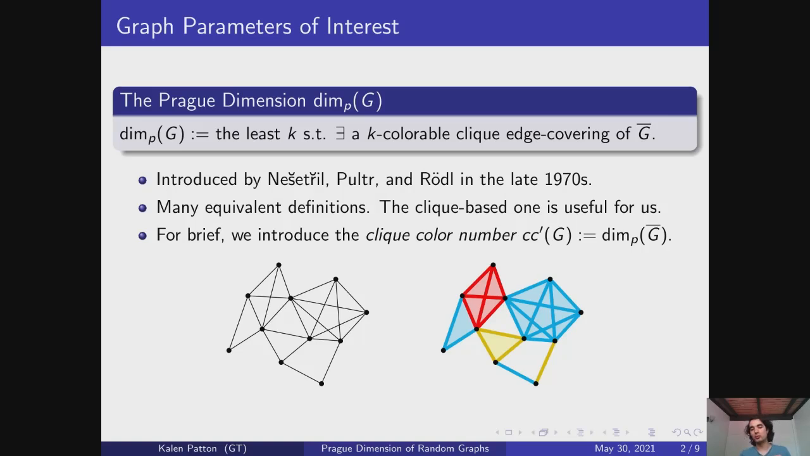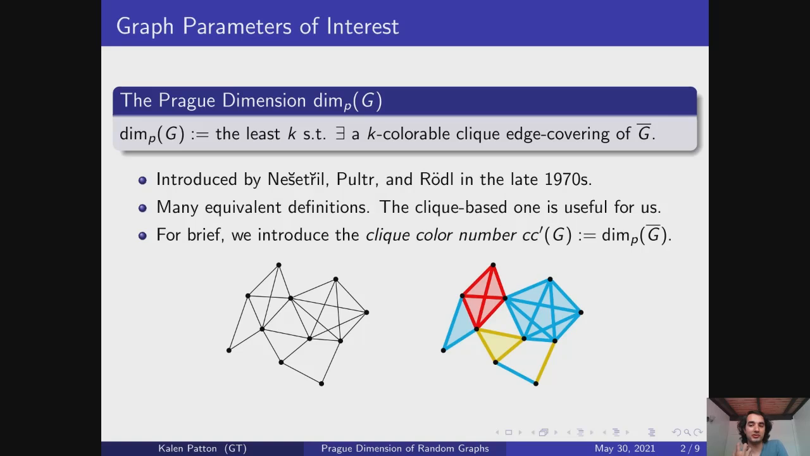The definition that is most useful for us is the one given here, based on clique edge coverings. What this definition says is that the Prague dimension of G is equal to the least integer k such that there's a k-colorable clique edge covering of G bar. So what does that mean?